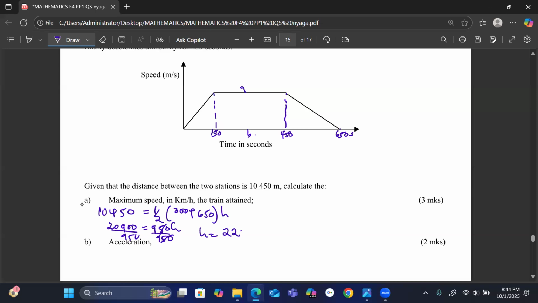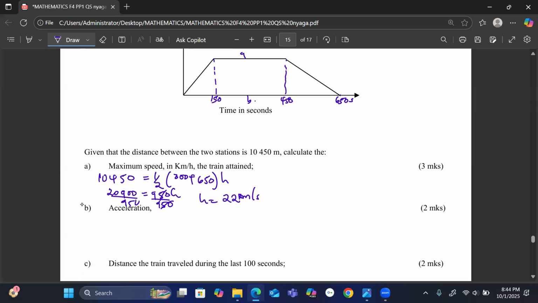They're saying kilometers per hour, so it will be meters per second. The speed, sorry, meters per second. So that is the speed. Now I have to look for the acceleration.